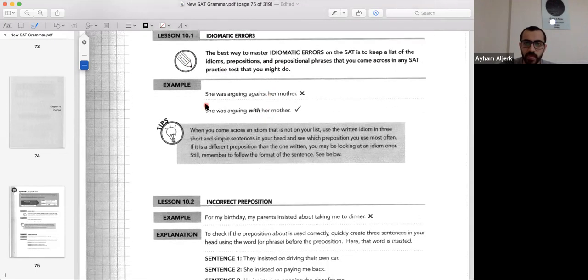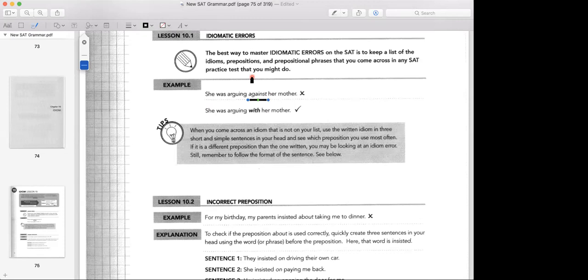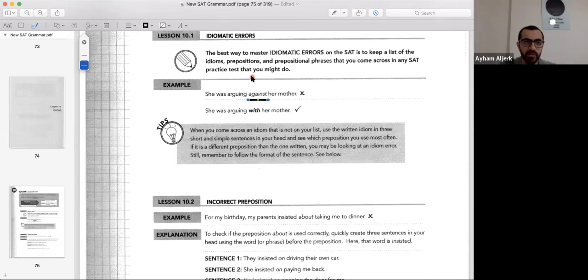Let's have an example. She was arguing against her mother. Now, the problem with idiomatic errors, guys, is that there is no rule about this. So every word is different, and every word might have a different preposition. How can we study them? We have some lists of prepositions. We call them dependent prepositions. It means they are usually used with another word. We're going to have some lists. Whenever you have time, you can take a look at it.